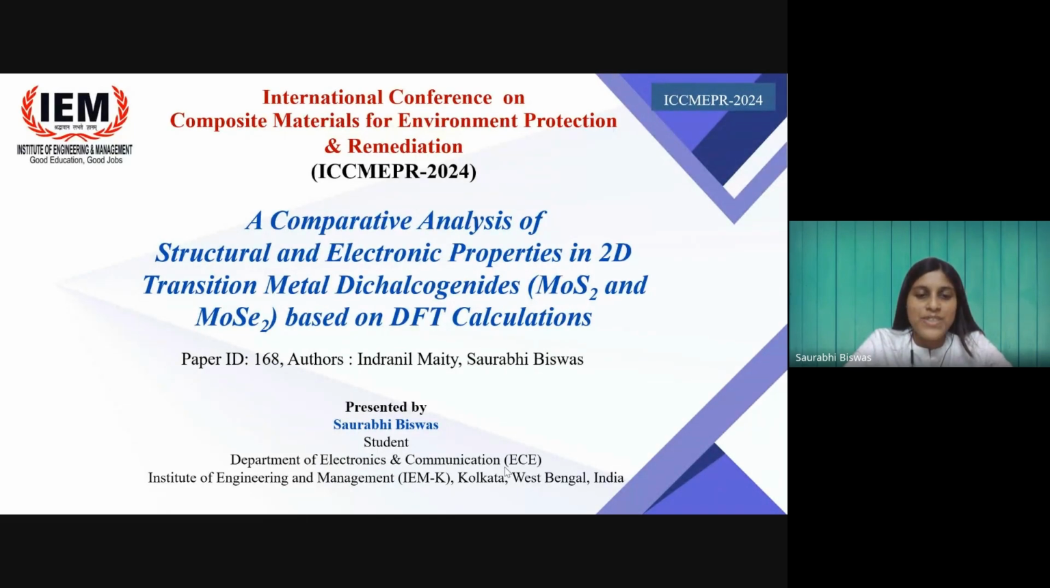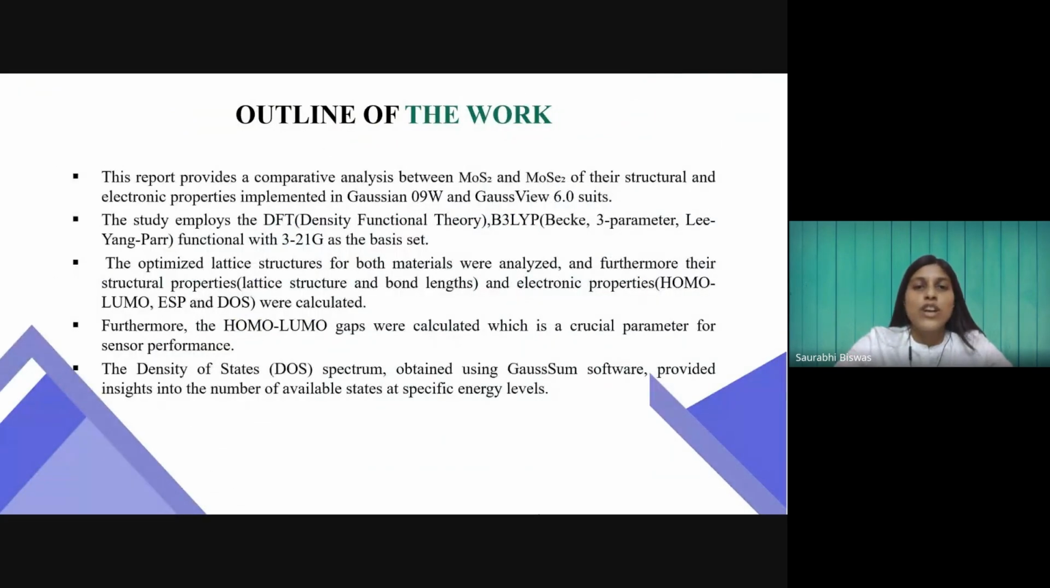So the title of my paper is a comparative analysis of the structural and electronic properties in 2D transition metal dichalcogenides, MoS2 and MoSe2, based on DFT calculations. So coming to the outline of this work, we have performed a comparative analysis of the structural and electronic properties of MoS2 and MoSe2 using the Gaussian 09 and the GaussView 6.0 suites. So this study is based on the density functional theory.